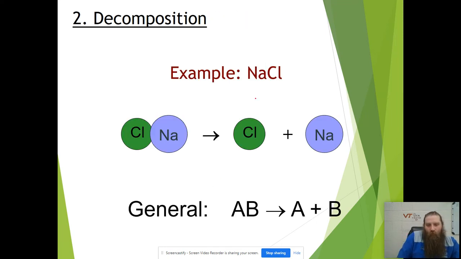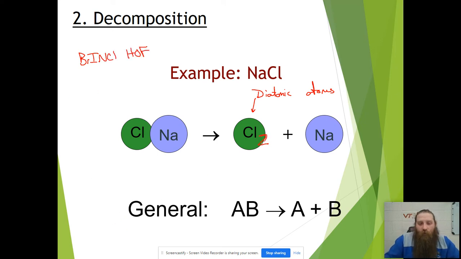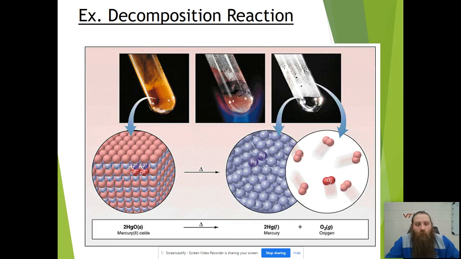So when you're breaking things down, look for your diatomic atoms and make sure you give them their 2, right? Brinkelhoff, right? If you see any of those guys by themselves, they have to have that 2 there. Here would be a great example.